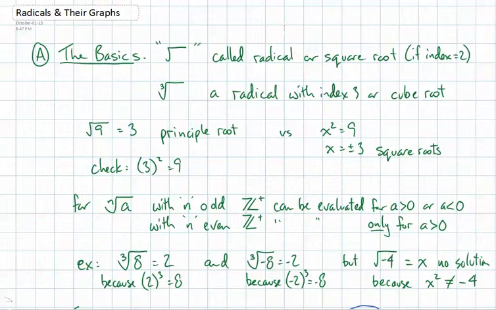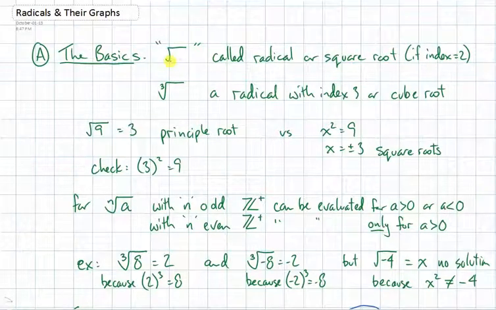Alright, this lesson is about radicals and graphs of radicals. We're going to review a bit about things we should know about radicals, a bit about transformations of functions, and apply them and put them all together. To start, some basics. The symbol that you see here is called a radical.